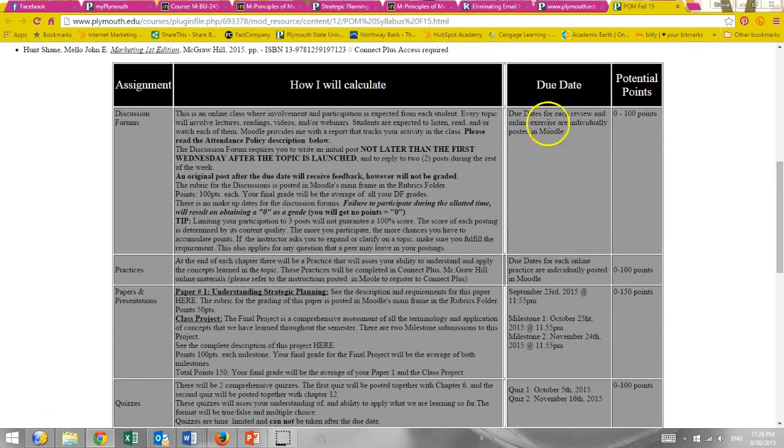These are all the assignments that you are going to be completing in the class. So let's take a look and make sure you read this. We're going to have discussion forums. This is going to be our class engagement.